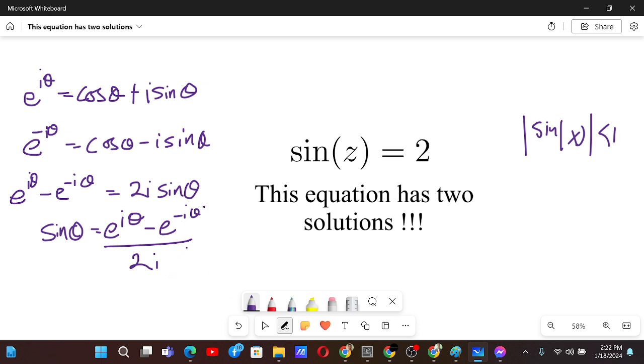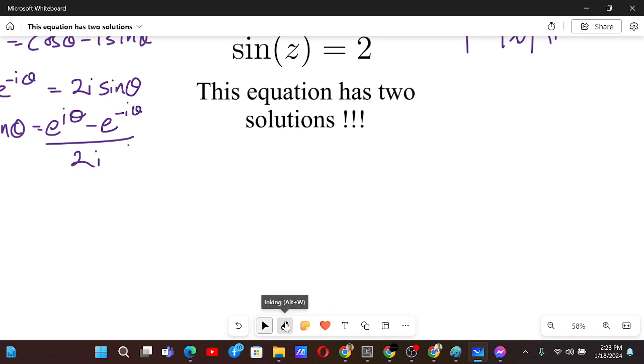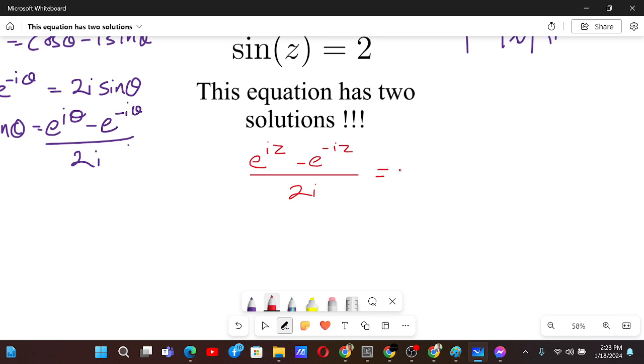And using this, we can actually find the solution for sin z equals 2. So now let's see how we find the solution. Now for this, we know sin z is e to the power iz minus e to the power minus iz by 2i, equals 2. Now we can take 2i to the other side. That gives us e to the power iz minus e to the power minus iz equals 4i.